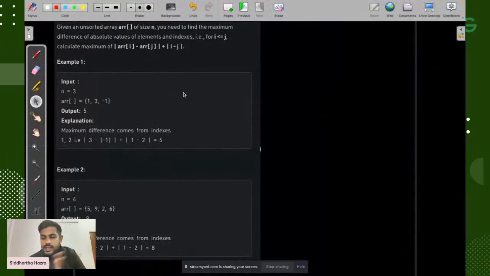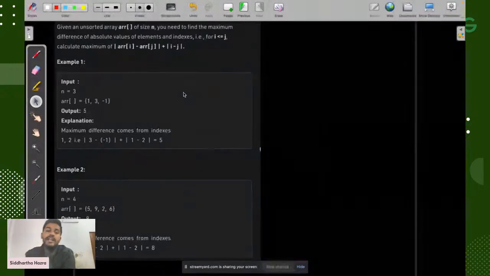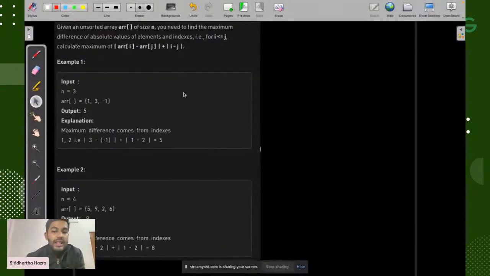So this is the question. The question is very interesting. In this question, we are given an unsorted array. That means it is not promised that the array would always be sorted. Then the very next thing is that the array has a size of n, and you need to find the maximum difference of absolute values.